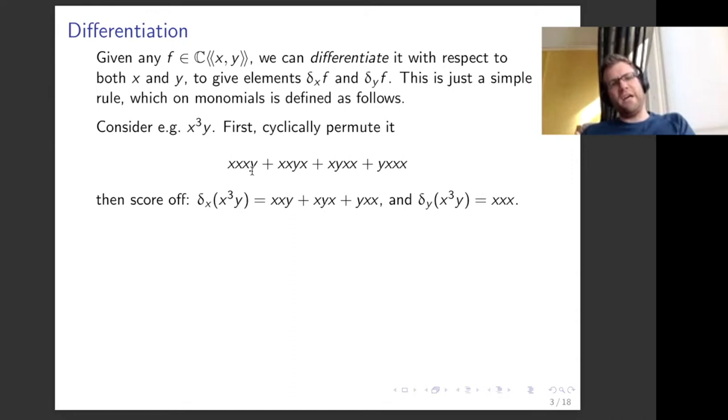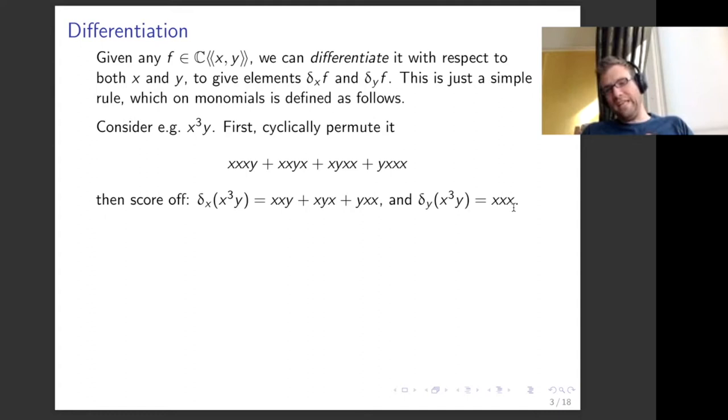So from here, what is differentiation? If I want to differentiate with respect to x, I look at all elements that begin with x on the left. So this one, this one, this one. This one doesn't, so ignore it. I look at the first three elements because they begin with x, and I just scratch off that x. And so I scratch off the three x's, and I get x squared y, x y x, and y x squared. If I want to differentiate with respect to y, I play the same game. I look at all possible monomials that start with y, and I scratch it off. There's only one, and I get x cubed.